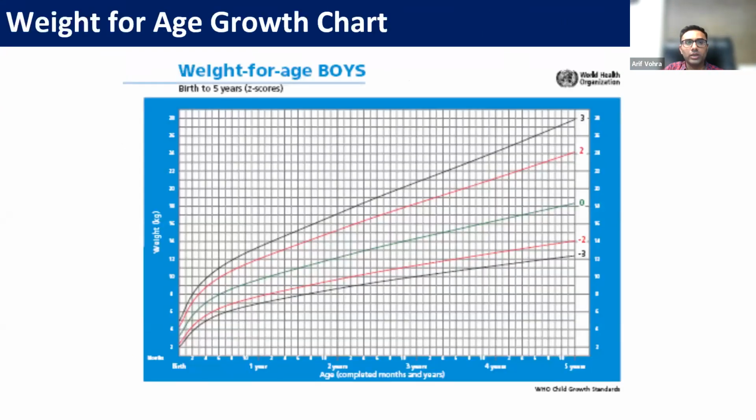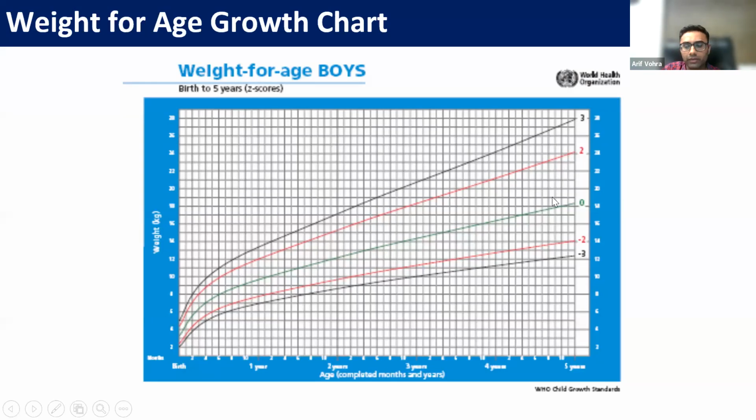On the screen, you can see this is the weight for age WHO growth chart. It is in blue color. The blue color is for boys and pink color is for girls. Here we have the y-axis where the weight is plotted, and the x-axis showing the age of the child. Here you have different lines. The middle one is the green line, which suggests the ideal weight of a child for that particular age. Any child who goes below minus 2 SD is having malnutrition. And any child who goes above 2 is having overweight and obesity. So the child's weight should fall between these two red lines.